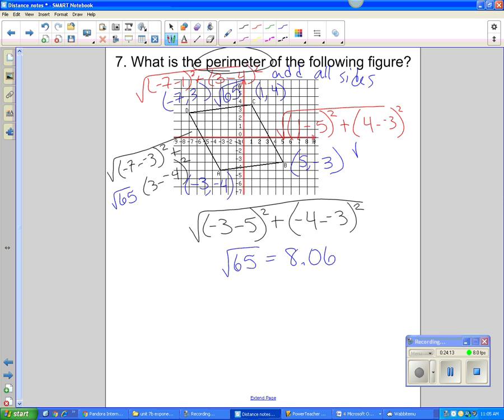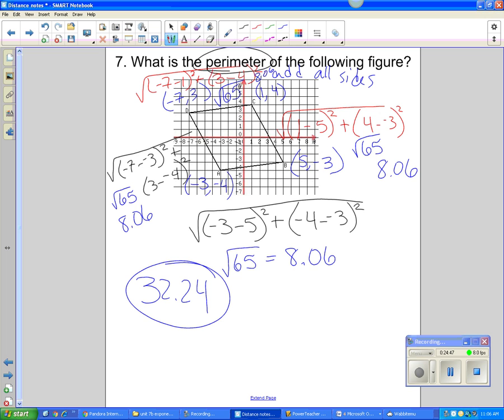Okay, what do I have to do before I add all the sides? What do I need to have for every side? Levi? Good, change to a decimal, which we already did for this one, so we know it's going to be 8.06 plus 8.06 plus 8.06 plus 8.06. You could also do 8.06 times what? 4. Okay, either one's fine. All right, anybody may answer. What you got? 32.24. Good. So that's your final answer. Okay?